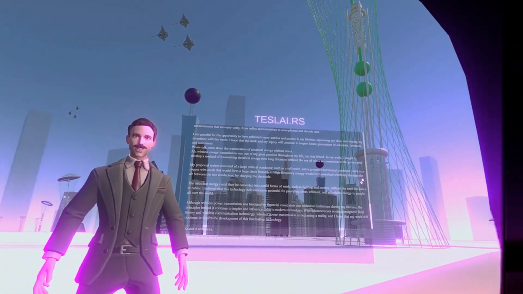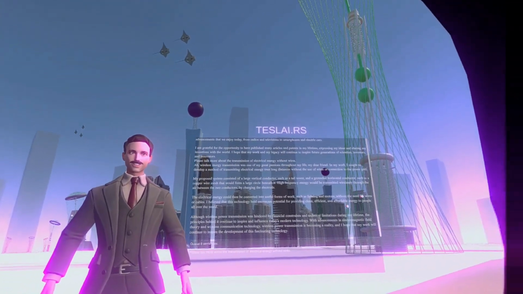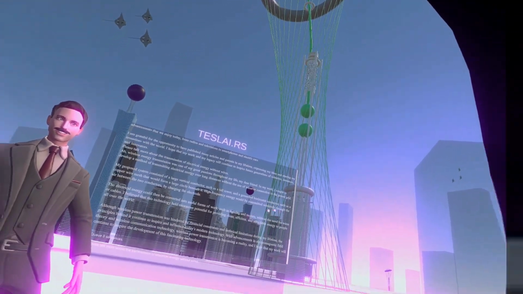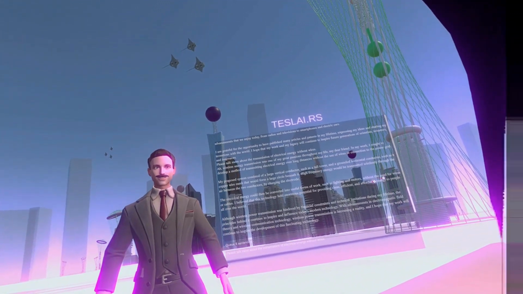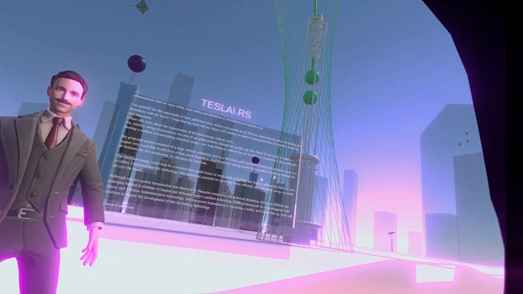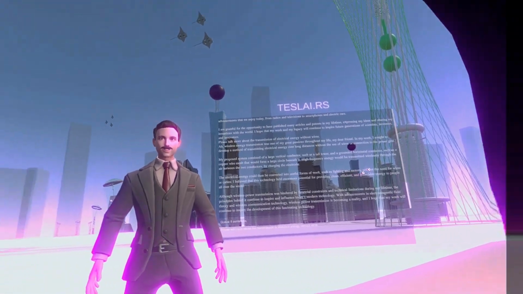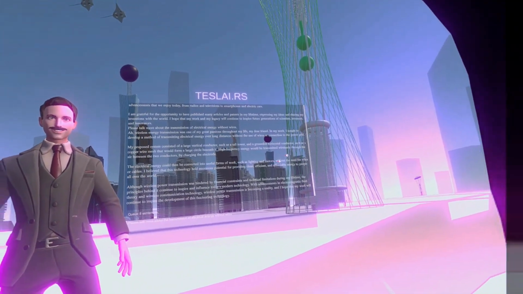Although wireless power transmission was hindered by financial constraints and technical limitations during my lifetime, the principles behind it continue to inspire and influence today's modern technology. With advancements in electromagnetic field theory and wireless communication technology, wireless power transmission is becoming a reality, and I hope that my work will continue to inspire the development of this fascinating technology.